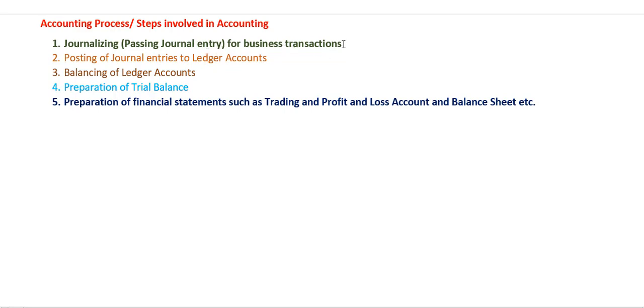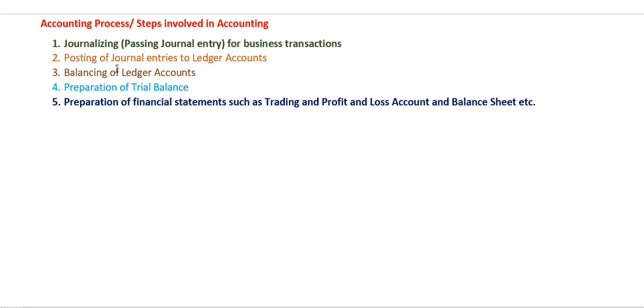We have already discussed it in our earlier videos, and we have a complete video in which we have shown how to pass journal entries. So after passing journal entries, the second step is posting of journal entries to ledger accounts. Under this step, we prepare ledger accounts and post these journal entries into those ledger accounts. All these steps are part of the accounting system and accounting process.